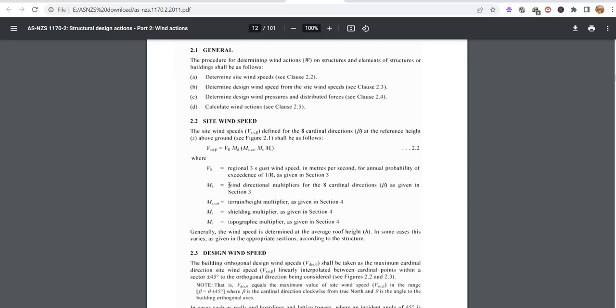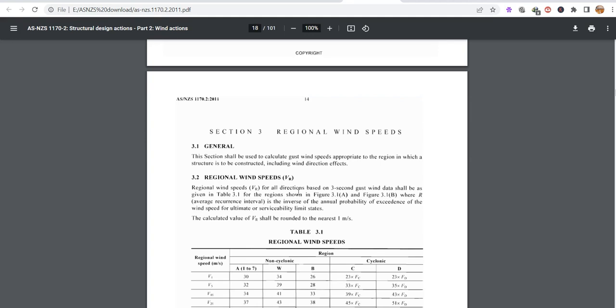MD is the original directional multiplier. MZ is the terrain height multiplier. MS is the shielding multiplier. MT is the topographic multiplier. So here it says go to section 3 to find VR. So open the same manual, go to section 3.